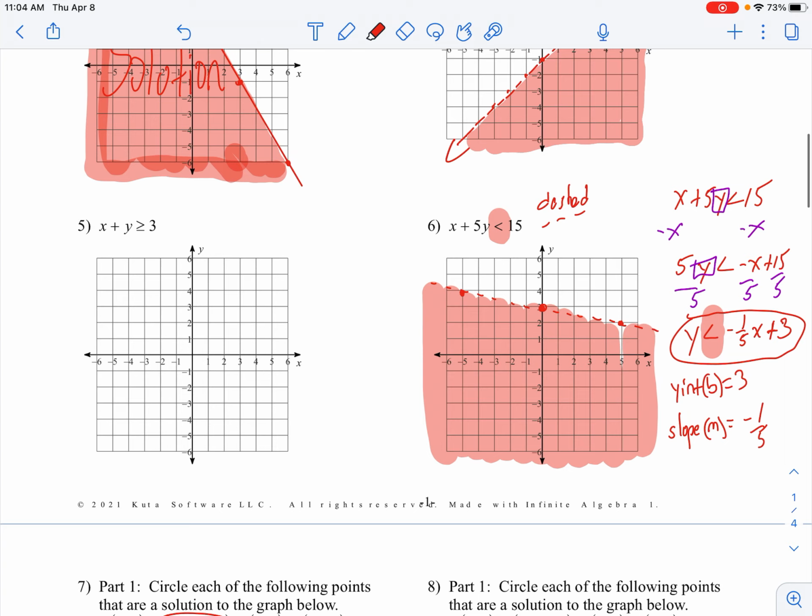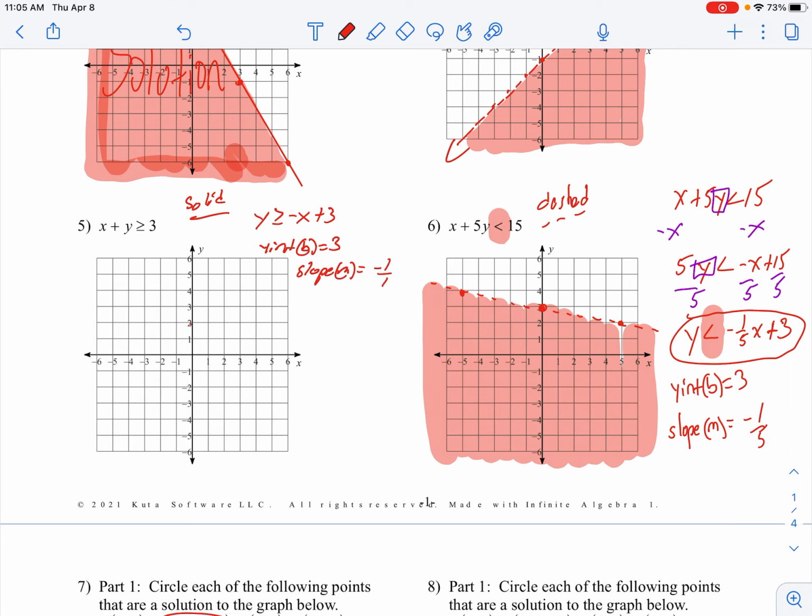Number 5, first thing we need to do is get y by itself. It is going to be a solid line because there is the or equal to that is there. So I'm just going to subtract an x. And as I subtract that x, I do not flip the inequality. The y-intercept turns out to be at 3. And the slope turns out to be at -1 over 1.